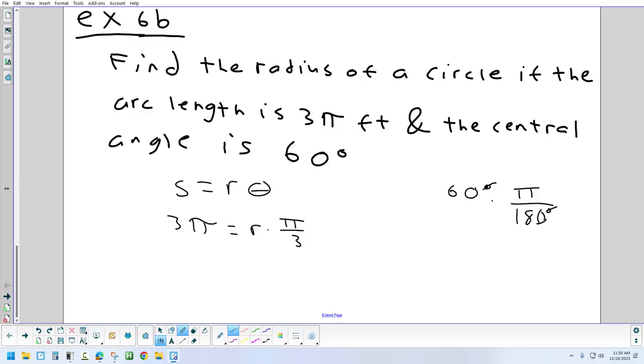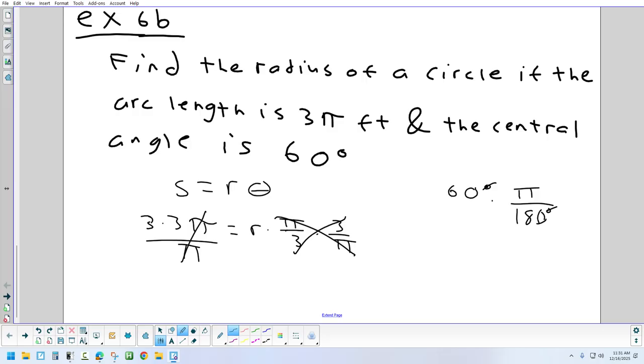All right. Now we want to get r by itself. How can I get rid of this times pi over 3? Well, you could divide by pi over 3 on both sides, but it's easier just to multiply each side by the reciprocal, which is 3 over pi. When you multiply by the reciprocal, lots of things are going to cancel: the 3's and the pi's.